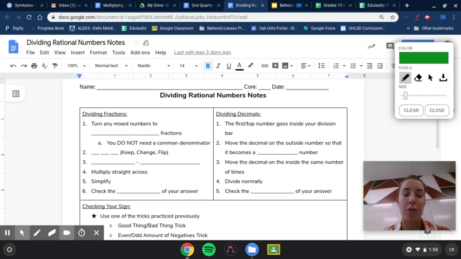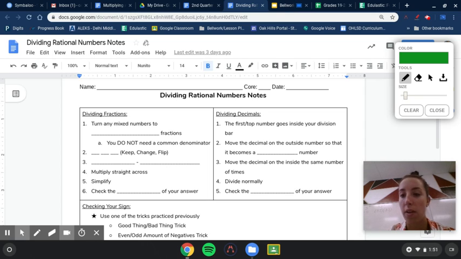Hi guys, we're going to do your second set of notes for topic 5, which is on dividing rational numbers. It's very similar to what you've done in the past. I don't think we practice multiplying decimals or dividing decimals as much, but I know that we practice dividing fractions a whole lot because of unit rates and ratios, which was on topic 1. So it'll be a little bit of a refresher as well as maybe something new.